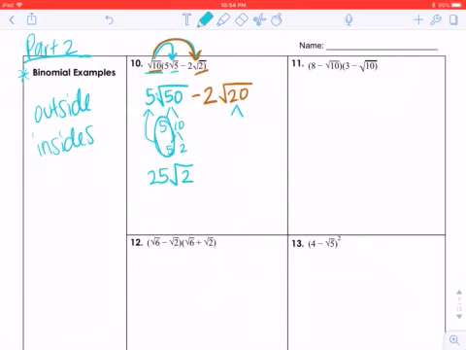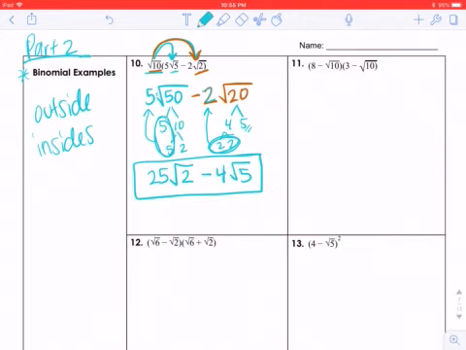And then I'm going to break down 20, maybe 4 and 5. Maybe this is 2 and 2. This group of 2 is going to multiply times that one. So I have minus 2 times 2 is 4 square root 5. There's a 5 left over. Those are not like terms, so nothing I can do except end my problem right there. That's the end of my problem.